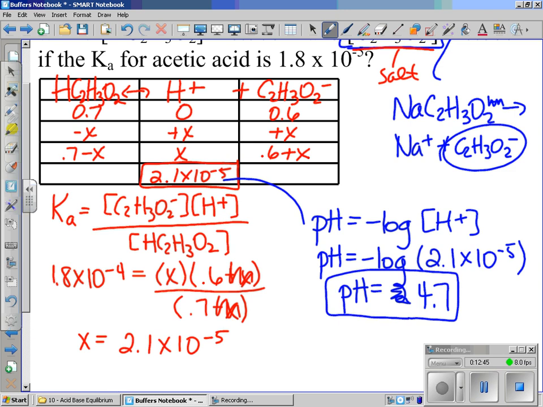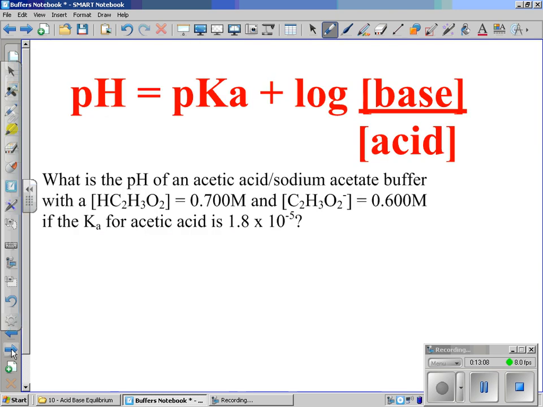All right, now that's what we've done. That's what we've always done. But to be honest with you, because this is a buffer problem, because this is a common ion problem, we actually have a much shorter way to go about doing this problem. And that shorter way has to do with an equation. If you'll flip your paper over, you're going to see what we call the Henderson-Hasselbalch equation. Henderson and Hasselbalch, okay, I won't be silly anymore.